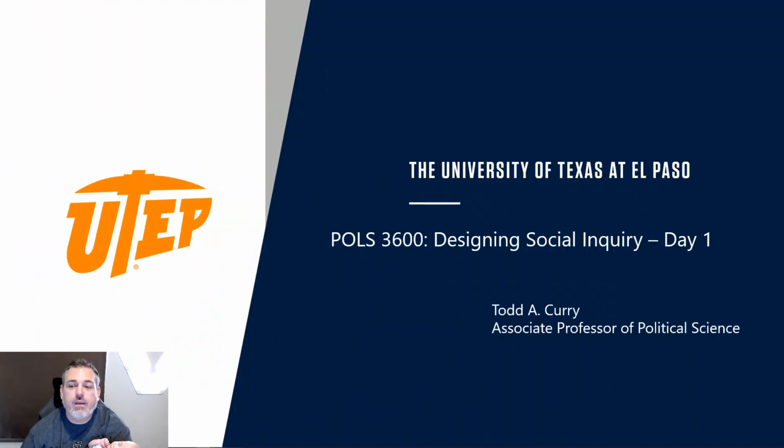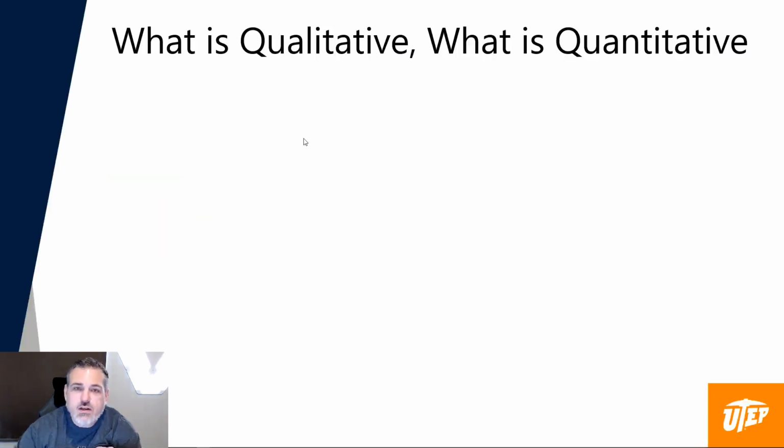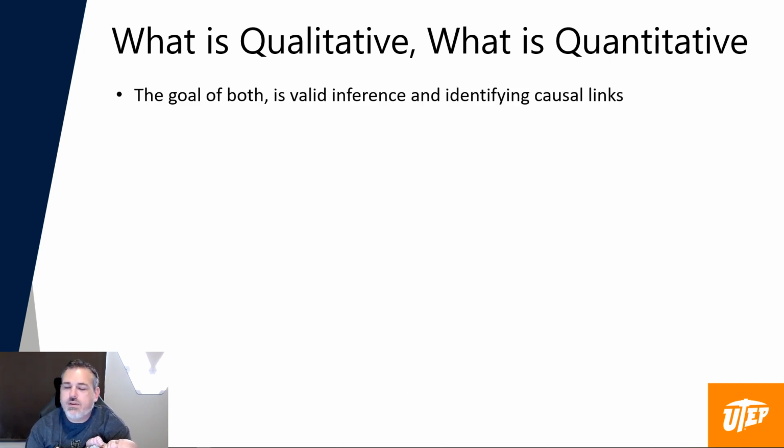So it says the first day of DSI. So let's talk a little bit about what qualitative and quantitative research are. Let's talk about the differences to some extent. They both together have a common goal, and that goal is to make valid inferences and identify the causal links. So what are these?